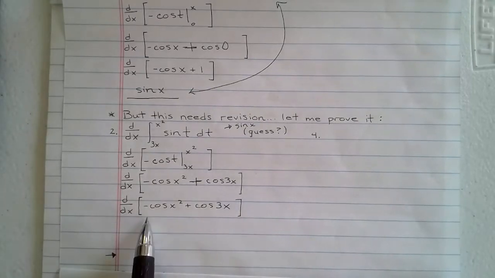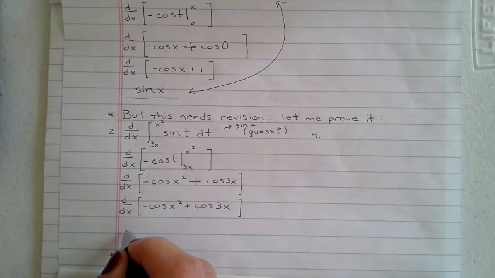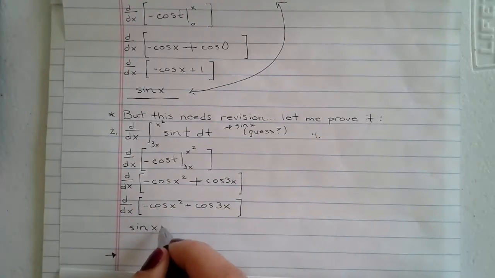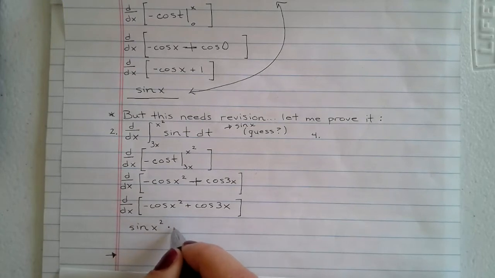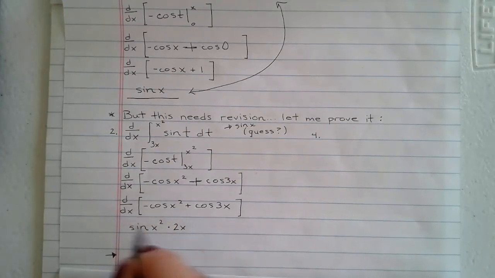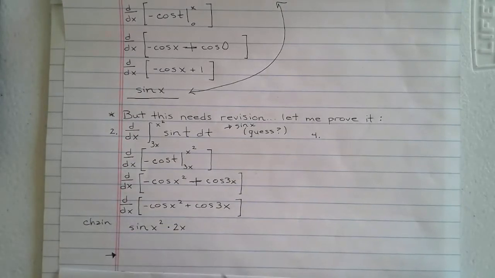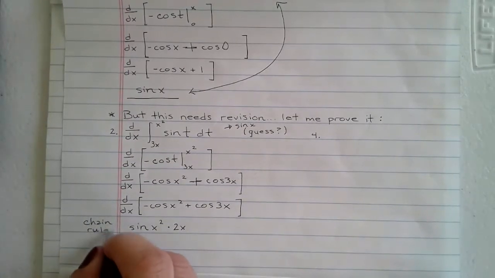Now, when we take the derivative of negative cosine x squared, we're going to get sine, inner function unchanged, times the derivative of the inner function. This is the chain rule. This is what makes the second part of the fundamental theorem happen for us, okay?